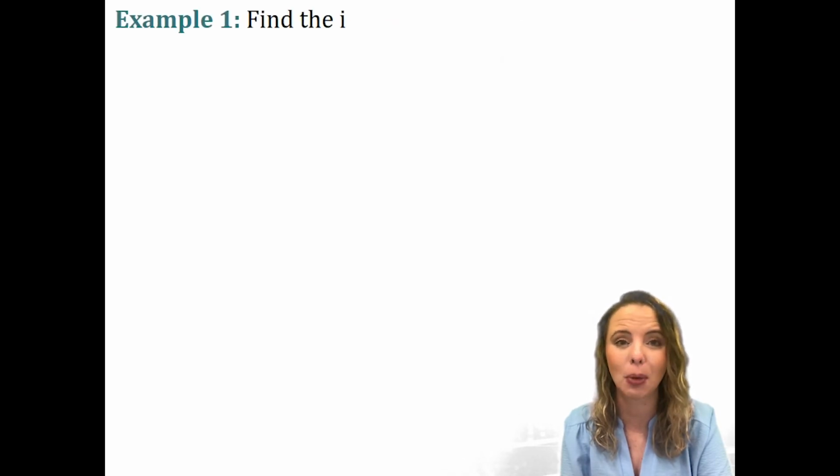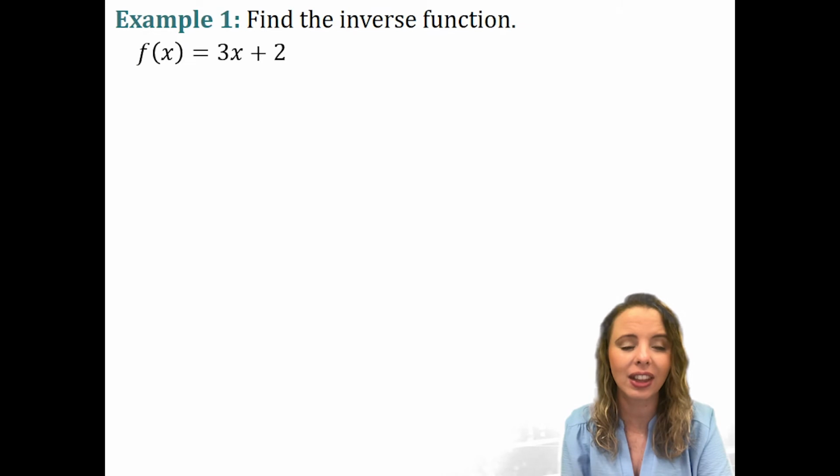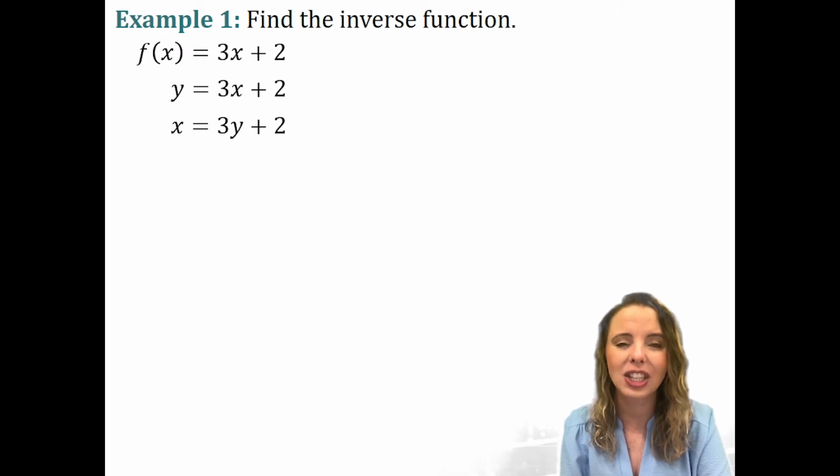So let's look at an example where we find the inverse when we're given the function 3x plus 2. Remember, our first step was to replace f of x with y. Our second step was to swap x and y. Now we need to solve for y. So the first thing we're going to do is subtract 2 from both sides. Once we simplify that, we get x minus 2 equals 3y. Y is still not by itself. We still have to get a plain 1y. To do that, we need to divide everything in the equation by 3.